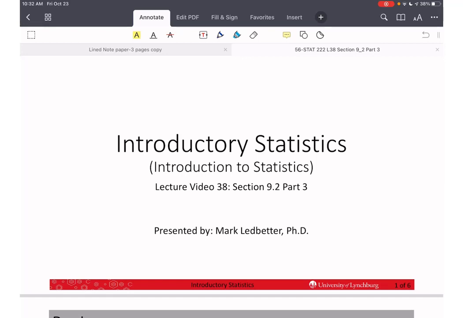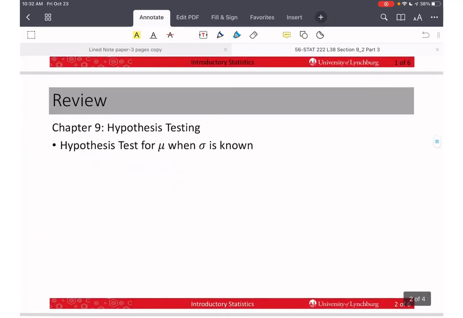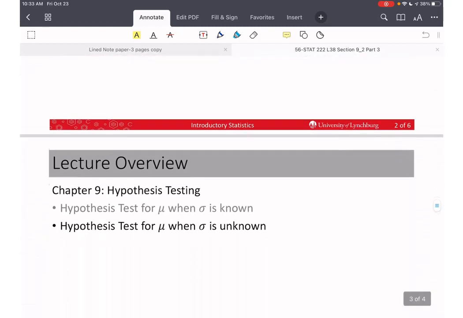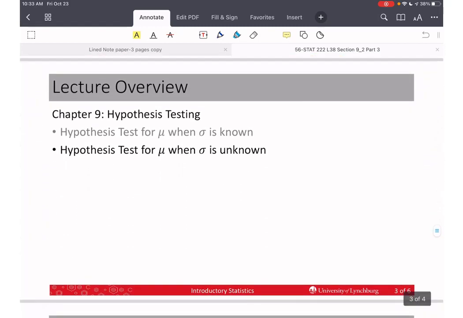We are in section 9.2, and this is part 3, the final part of the review of section 9.1, where we tested the hypothesis for the mean when we did know the population standard deviation, or sigma. Once we finish this video, we will get into testing the hypothesis for the mean when sigma is unknown, which is the realistic case, what we usually have to do in real life.